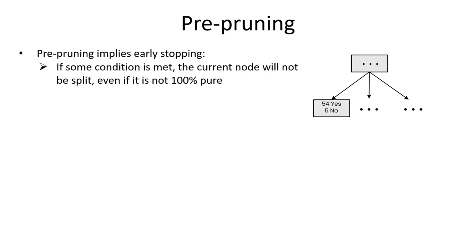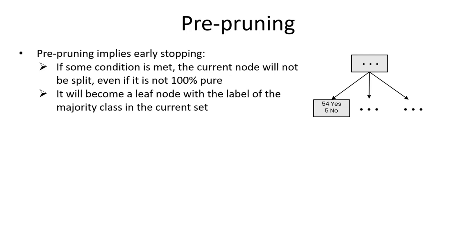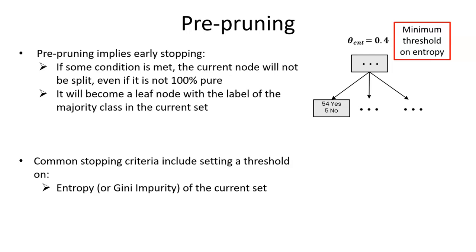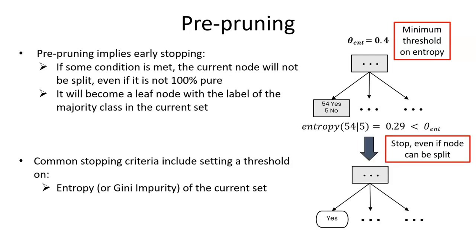Here you can see how pre-pruning works. If some condition is met, the current node will not be split even if it is not 100% pure, right? So if 54% is yes and 5% is no, I think there is no further splitting needed. It will become a leaf node with the label of the majority class in the current set. Common stopping criteria include setting a threshold on entropy or the Gini impurity of the current set, and then a minimum threshold on entropy, for example 0.4 here, and stop even if the node can be split.